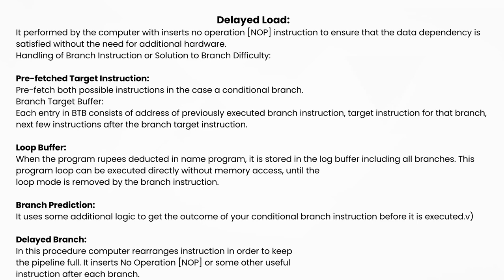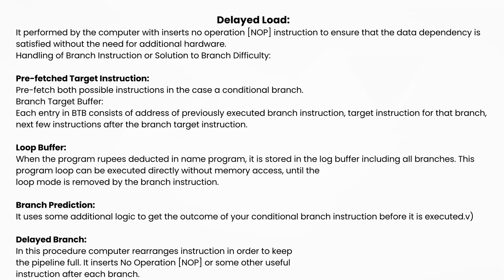Branch target buffer. Each entry in the BTB, branch target buffer, consists of the address of a previously executed branch instruction, the target instruction for that branch, and the next few instructions after the branch target instruction. Loop buffer. When the program loop is small, it is stored in the loop buffer including all branches. This program loop can be executed directly without memory access until the loop mode is removed by the branch instruction.